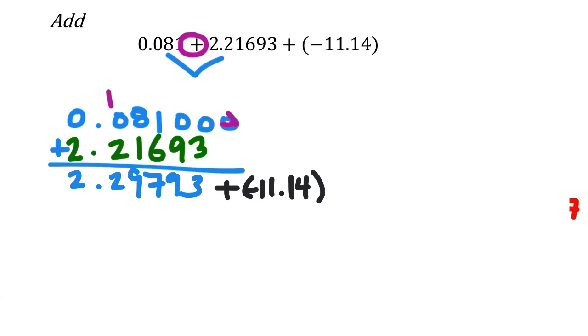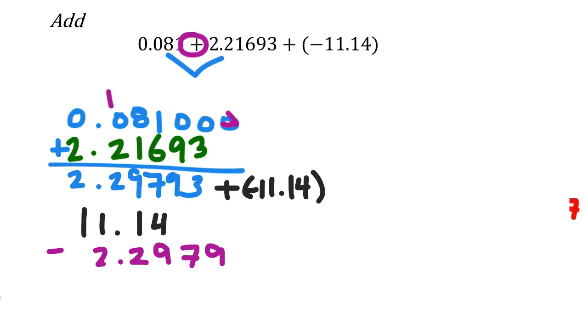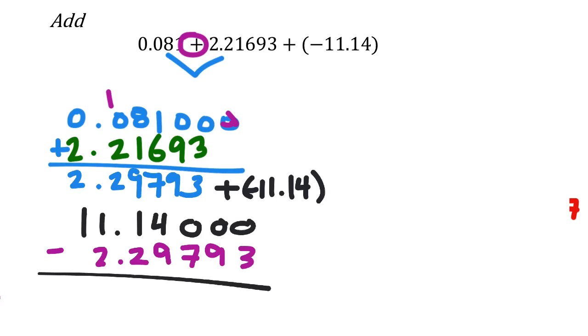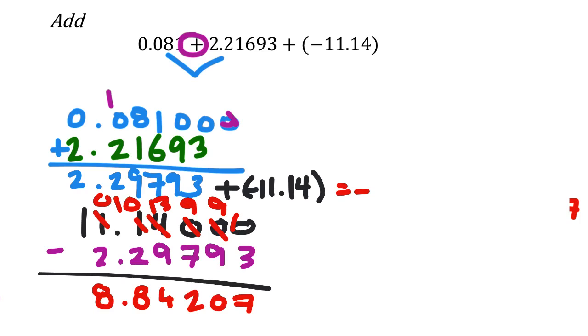Negative 11.14 minus 2.29793. I think I got enough place values now. Well, I wrote that correctly. So now I'm subtracting. Again, I'm just remembering that my answer is negative. And what do we get? So I had to borrow here on these ones. All right, so 8 and 84,207 hundred thousandths. But again, I just need to remember that's a negative.